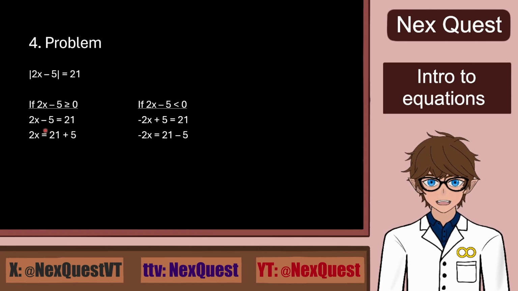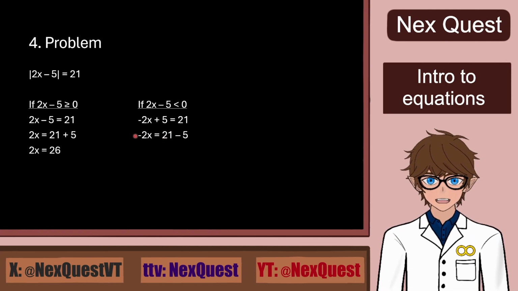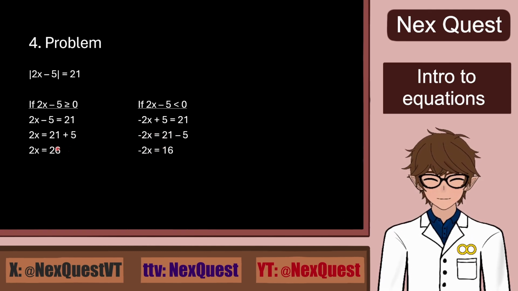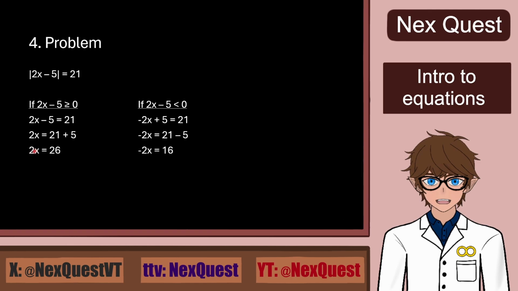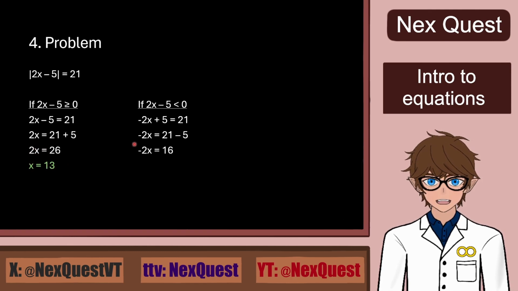Now, in the first equation, we just add these two together, we get 26, so 2x is 26. And on the second one, we get minus 2x equals 16. Now we divide both sides by 2 on the first equation, giving us the first solution, x is 13. And in the second equation, we divide by minus 2, giving us x is minus 8.